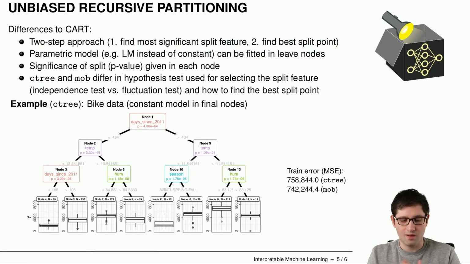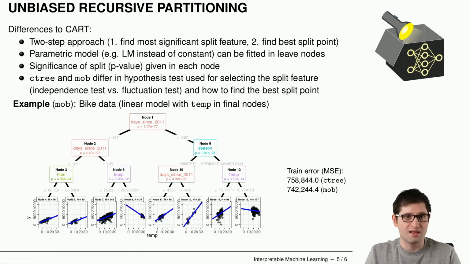Here just 2 examples of the CTree algorithm, which shows at each split point a p-value over here that is provided. And if we compare CTree with MOB, in that case we see a similar performance. MOB is slightly better because in this example it fits a linear regression model in the leaf nodes, which is more flexible than just a constant as we did in the CTree algorithm.